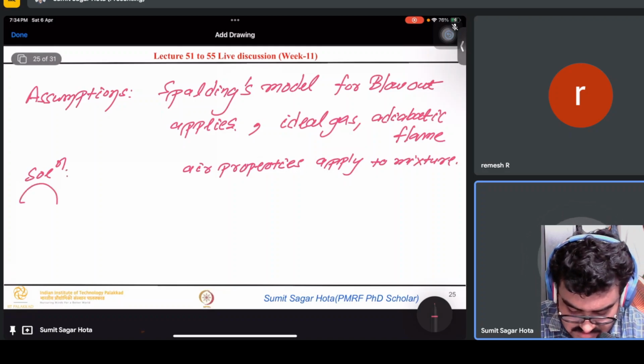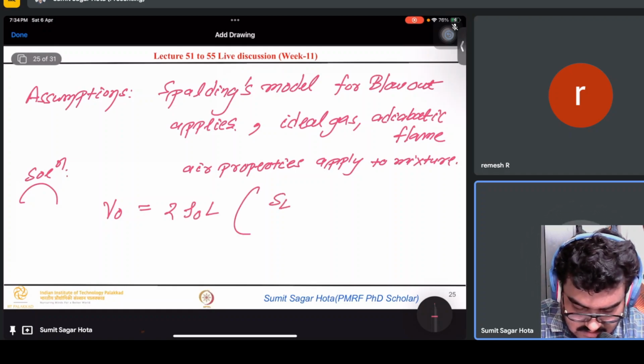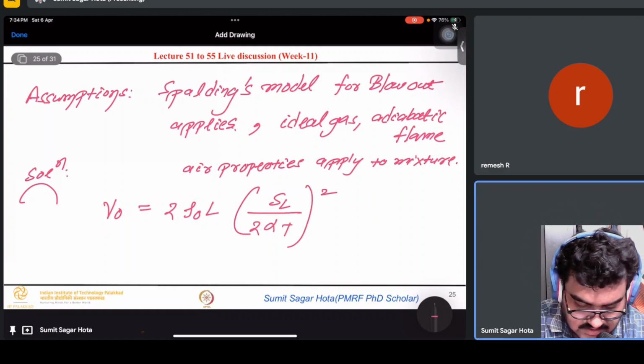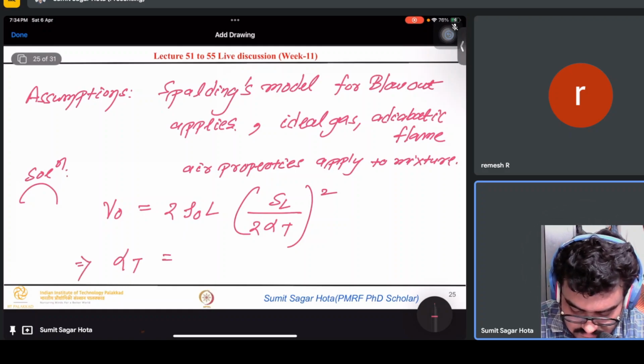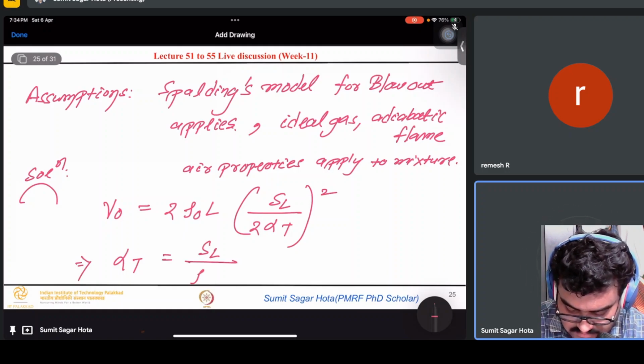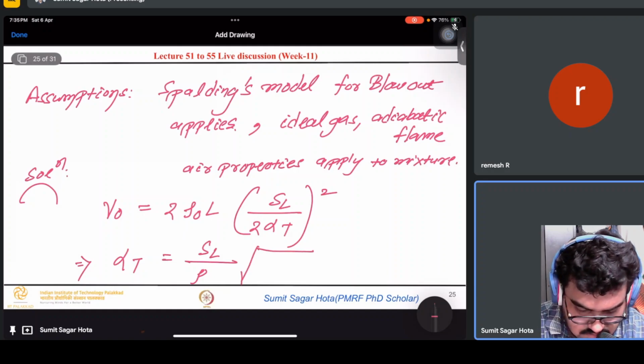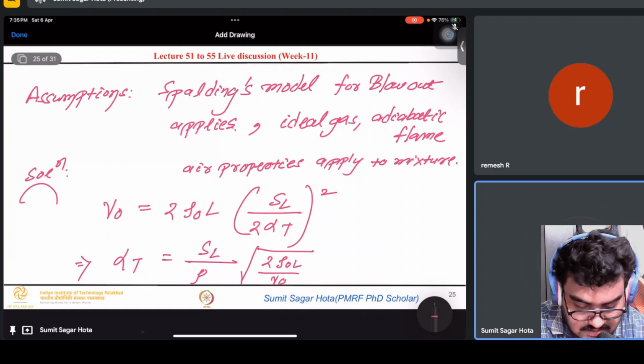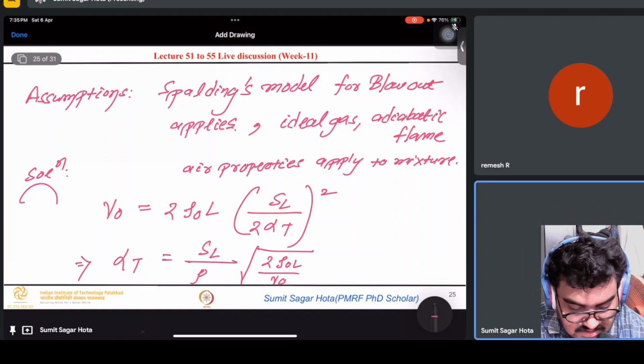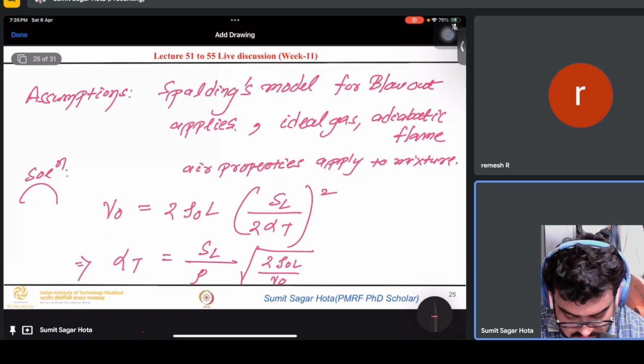Let's start the solution. What is V naught? V naught is equal to 2 into rho naught L, S L by 2 alpha T square. And alpha T is equal to L by rho naught L by V naught. The two things given. These two formulas we can apply.